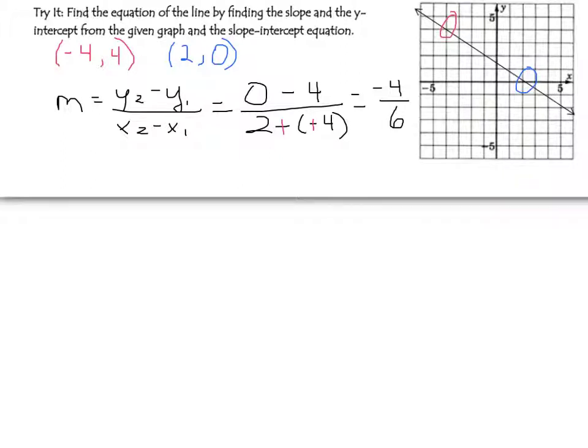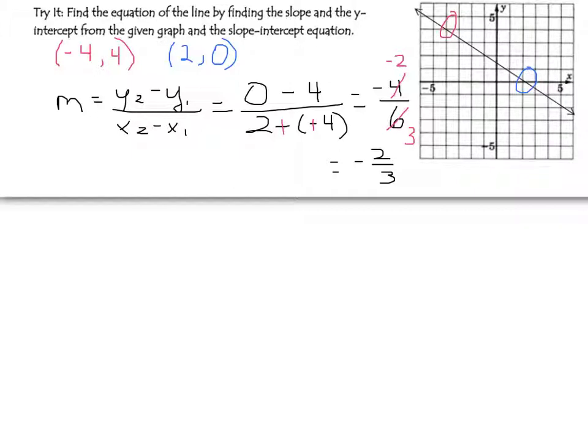But that's not our slope. Our slope has to be reduced. And you see that 2 is a common factor. 2 goes into 4 2 times, and 2 goes into 6 3 times. So our slope is -2/3.